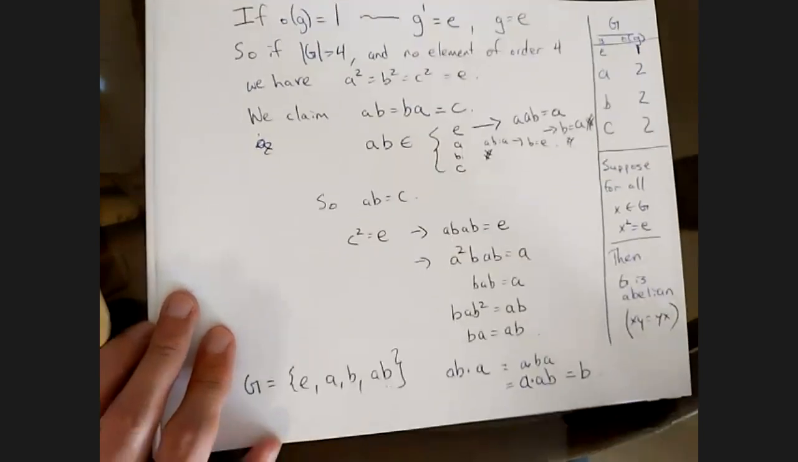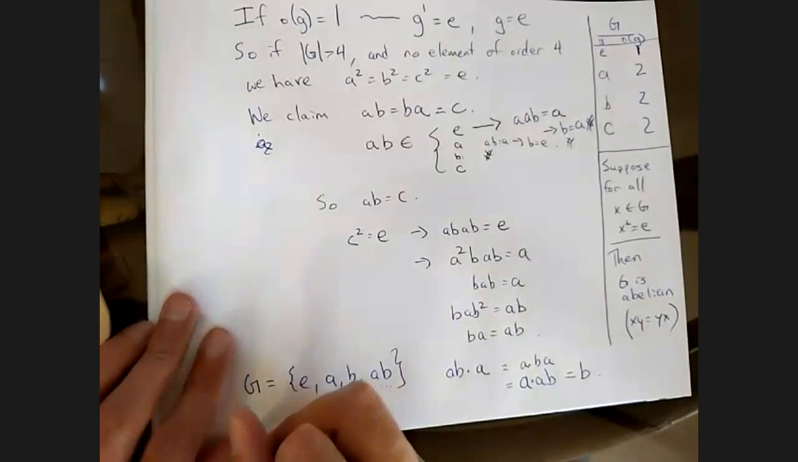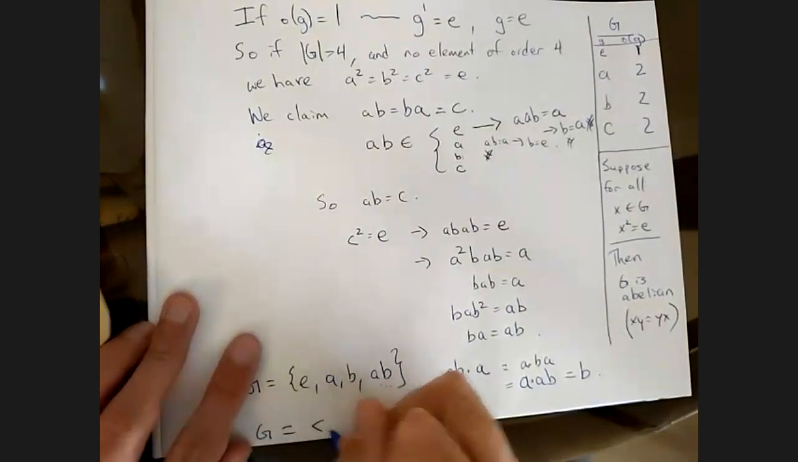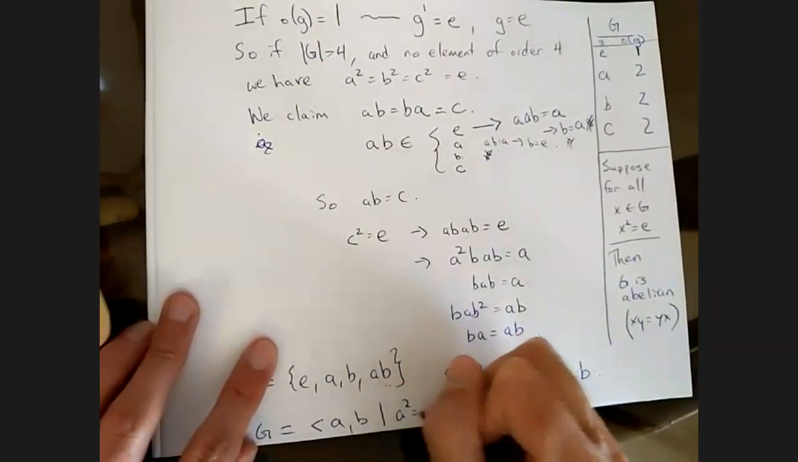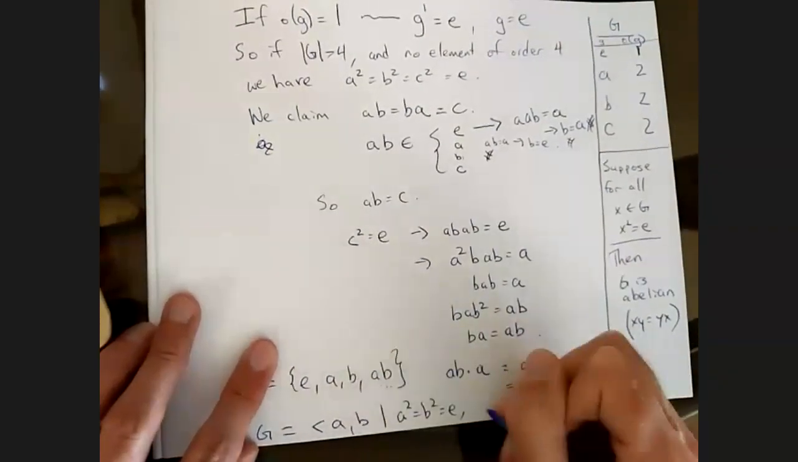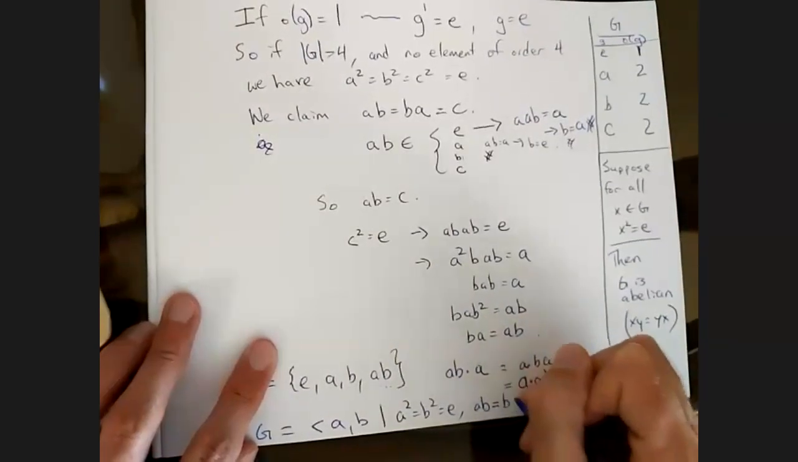Another way to write this group is that G is just generated by a and b, subject to the relations a squared equals b squared equals the identity, ab equals ba.